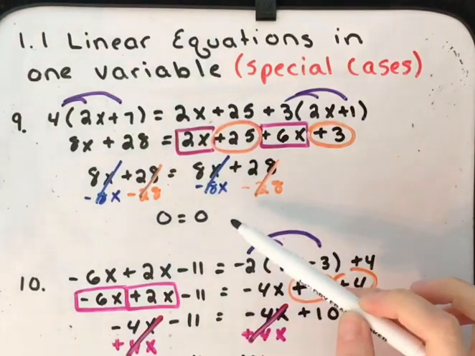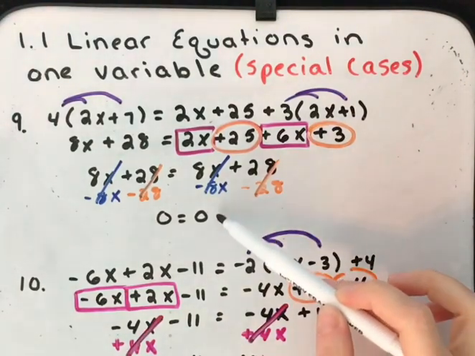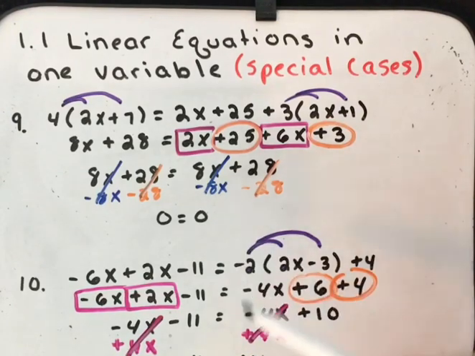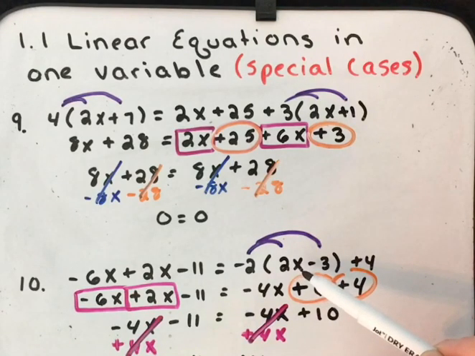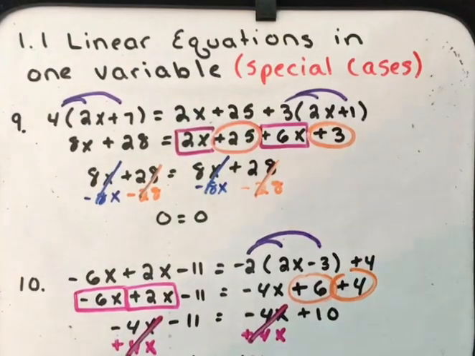Well, here I got 0 equals 0. That's a true statement. So we said all real numbers. Here I get negative 11 equals 10. That is not a true statement. So what that means is no matter what you pick, it's not going to work. So this is no solution. Negative 11 equals 10 is not a true statement, so there is no solution for this question. So these are two examples of special cases for when you're solving linear equations in one variable.